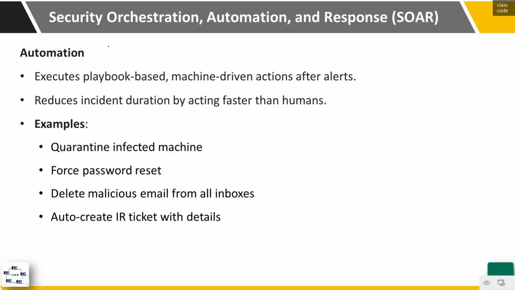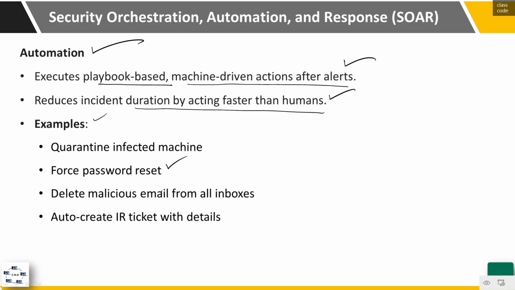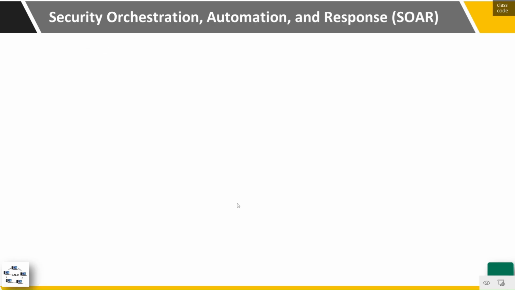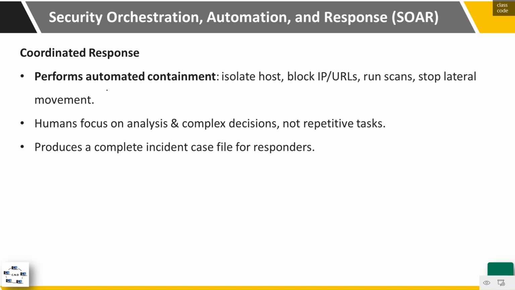So the second component of SOAR is the automation, which executes the playbook and machine-driven actions after alerts. This reduces incident duration by acting faster than humans. Examples include quarantining the infected machines, forcing the password reset, deleting the malicious email from all inboxes, and auto-creating the incident response ticket with relevant details.